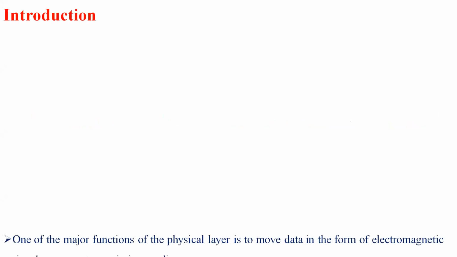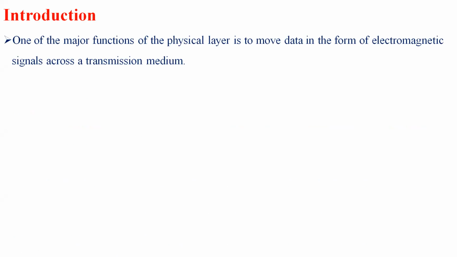So coming to the introduction, we all know that the functionality or the major purpose of the physical layer is to move a bit, right? It is to transmit a bit from a sender to a receiver. Here the major functionality of the physical layer is to move the data in the form of electromagnetic signals by using a transmission media. By using any of the transmission media, they'll try to change the data into electromagnetic signals.